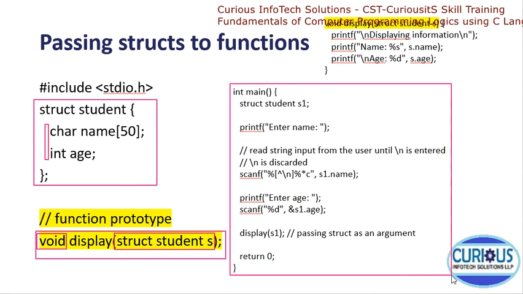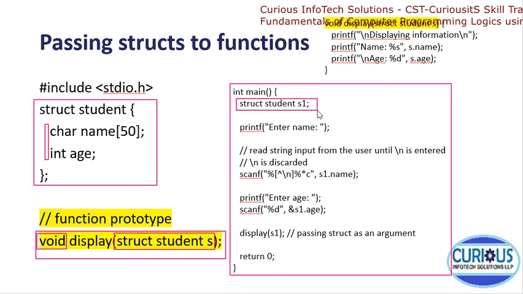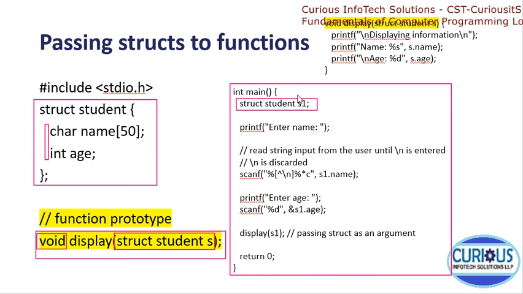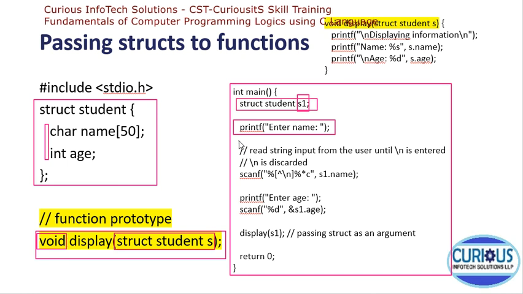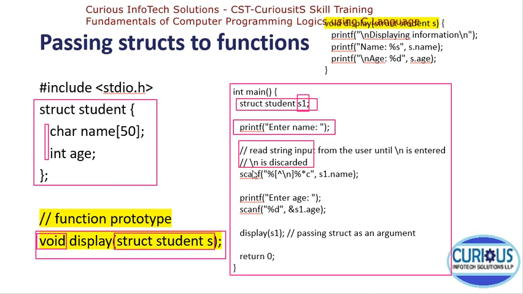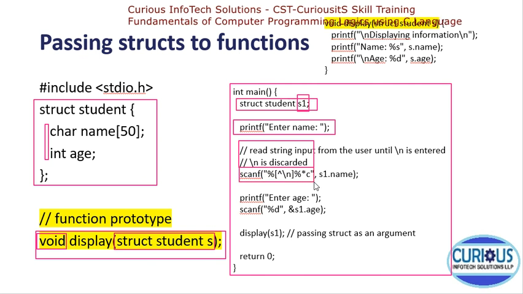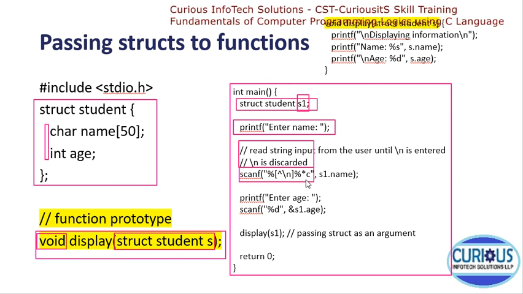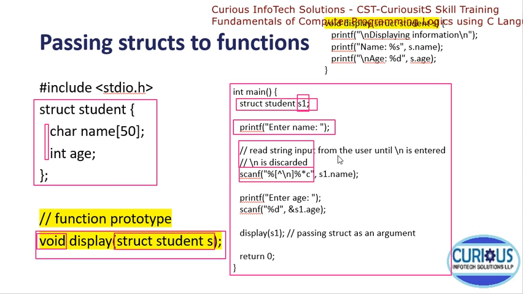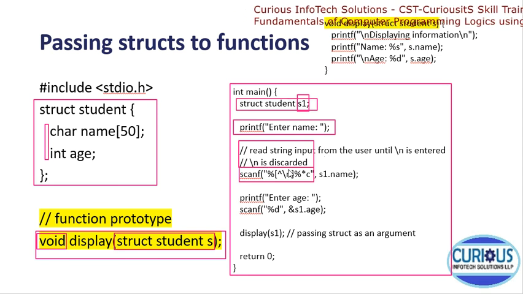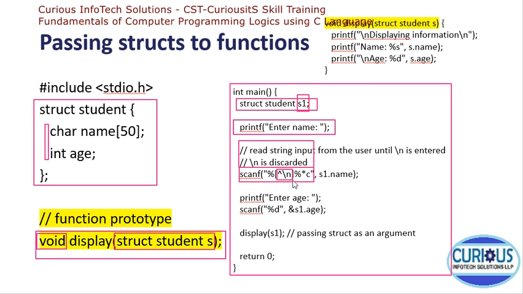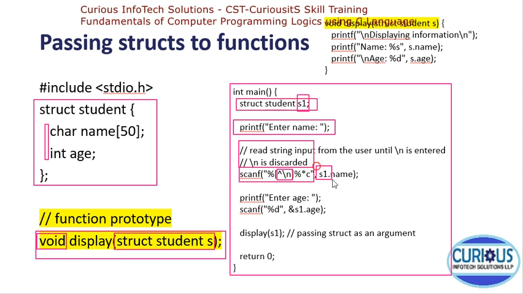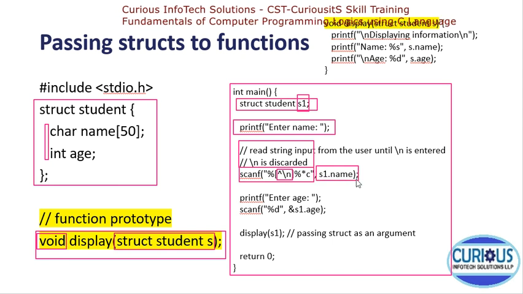In this main function, what are we doing? We are making one student detail, that is s1. Very first we will enter the name, and we will see an important method of how we can read a string from the user until the enter key, where the enter key will be discarded. To discard it we have this type of symbol. Now here we will use the variable s1 dot name.